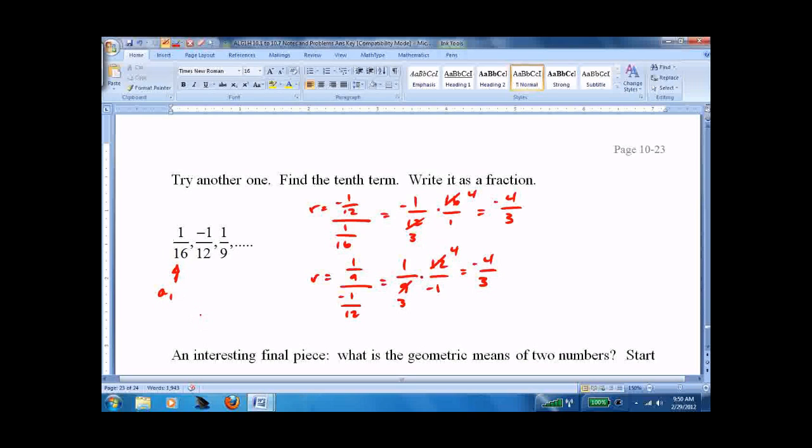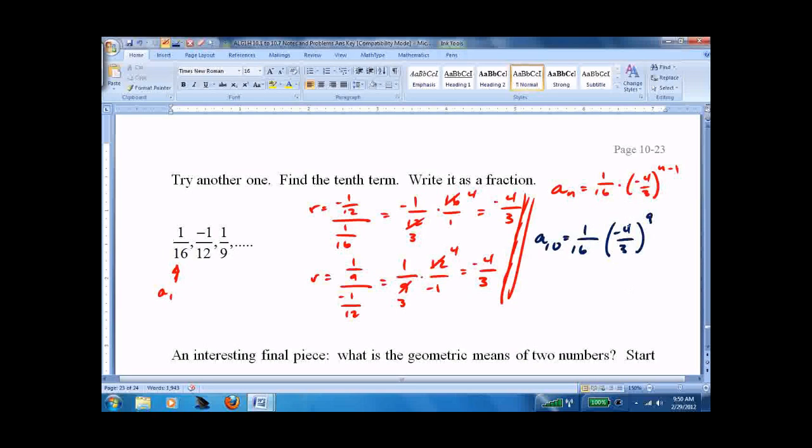So here's my formula up here. A_n equals 1 over 16 times negative 4/3 to the n minus 1. And the 10th term, probably going to be a very, very big number again. I'm going to do these separately.